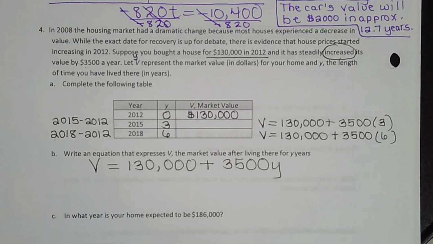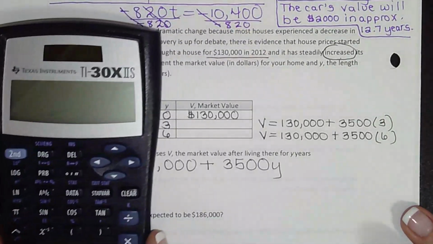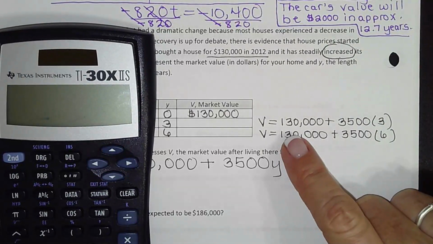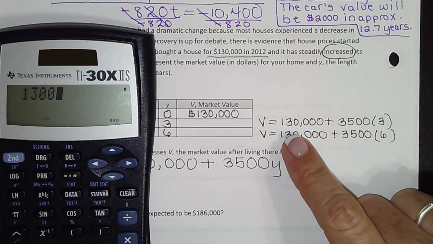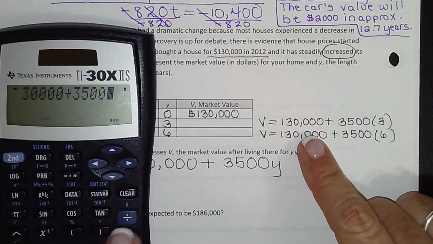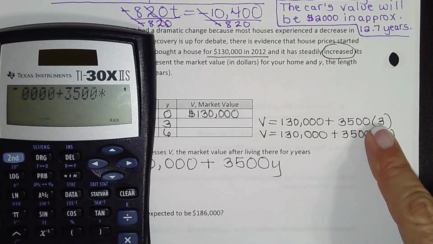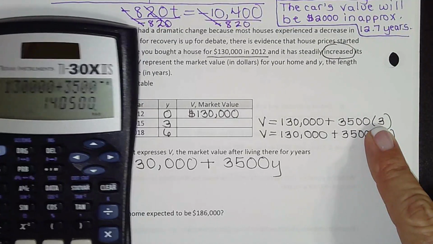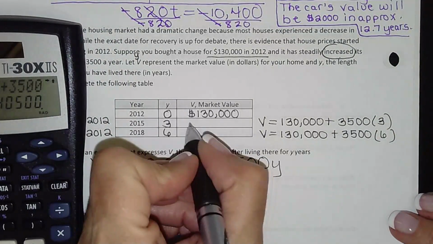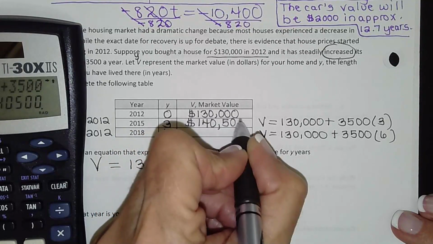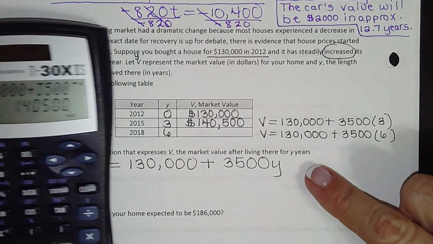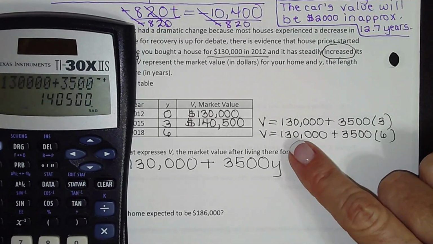Okay, I think we're ready for the calculator. So in 2015, the house is going to be 130. Whoops, accidentally hit a decimal place there. 130,000 plus 3,500 times 3. And that's going to be 140,500, the value after living in the house for 3 years. Now let's see what its new value will be after 6 years.